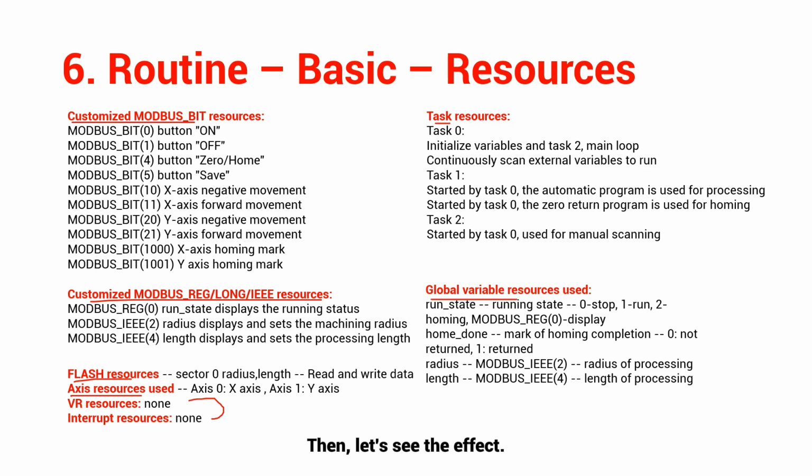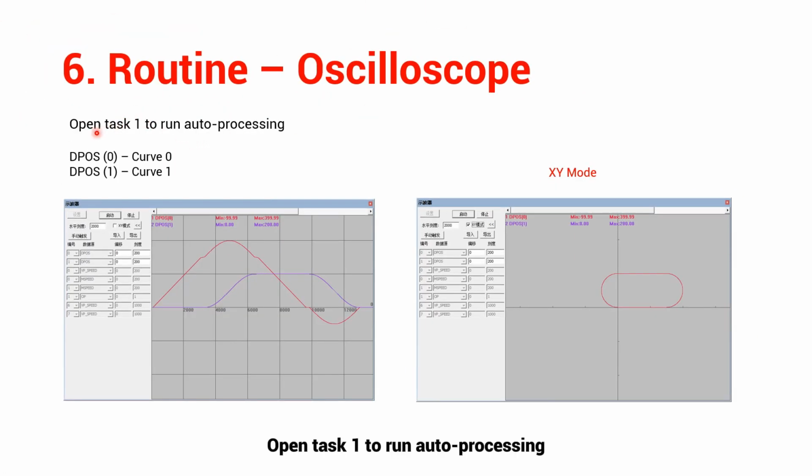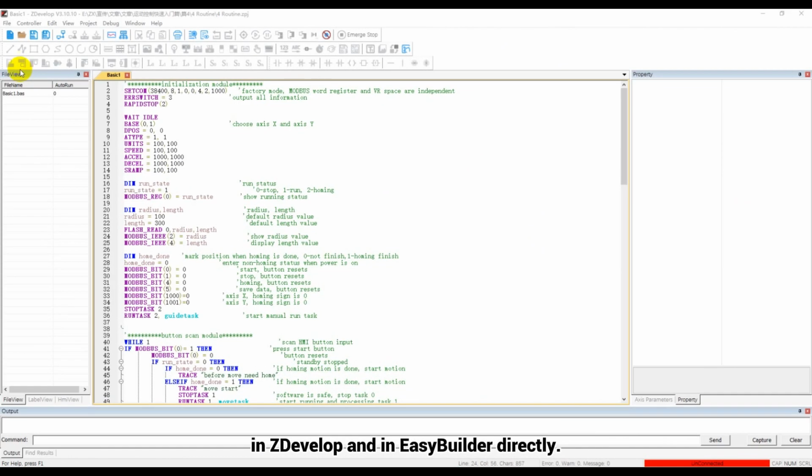Then, let's see the effect. Open Task 1 to run auto processing. Curve 0 captures demand position of axis 0, and Curve 1 captures demand position of axis 1. And this one is switched into XY mode. At last, show you how to operate the connection in ZDevelop and in Easy Builder directly. Open Controller Program. Power on for controller.